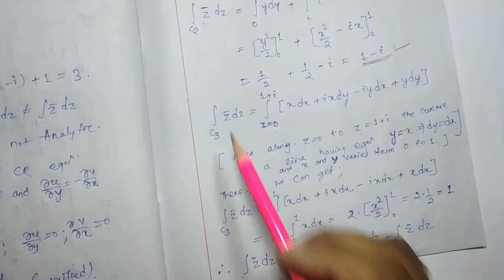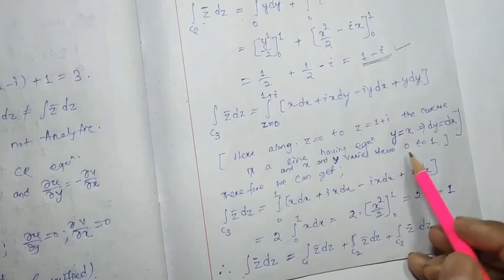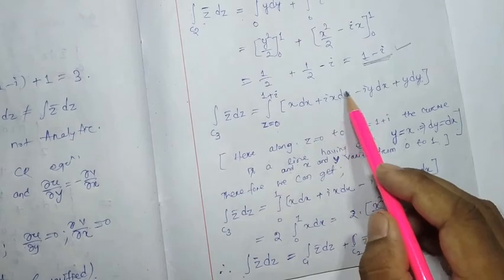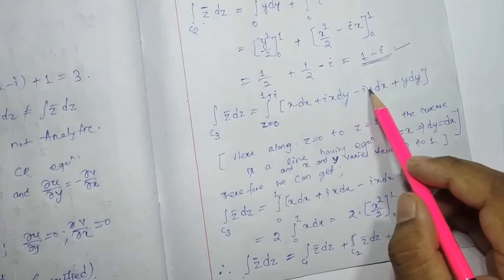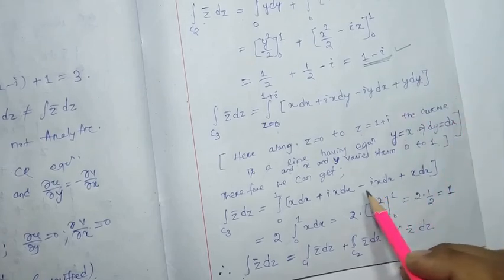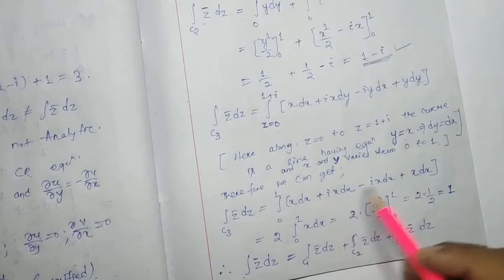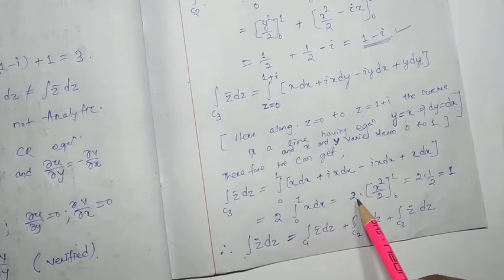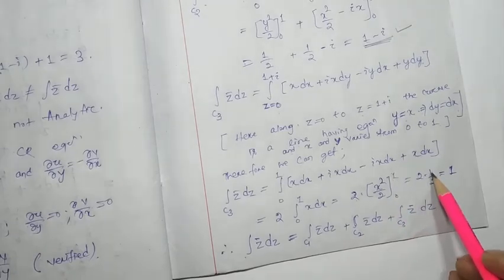Okay, so for C3, z bar dz, x changes from 0 to 1, y also changes from 0 to 1. So from 0 to 1, x dx, and dy is equal to dx, so x dx, here i x dx, minus... x dx minus i x dx plus x dx. So these two terms cancel out. We find 2x dx plus x dx, so 2 integral from 0 to 1 of x dx. Then the integration will be x square by 2 from 0 to 1, 2 into 1 by 2, equal to 1.